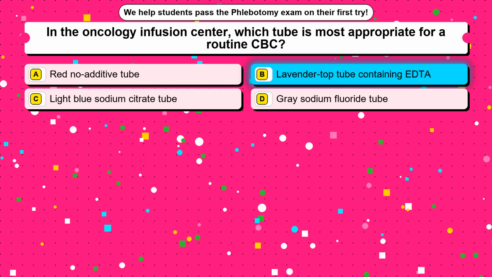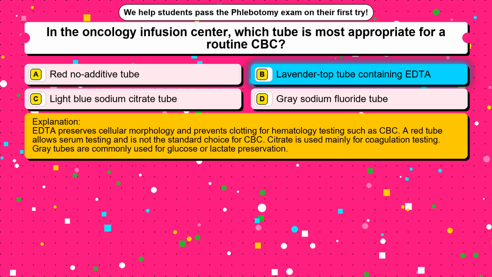The correct answer is option B, lavender top tube containing EDTA. EDTA preserves cellular morphology and prevents clotting for hematology testing such as CBC. A red tube allows serum testing and is not the standard choice for CBC. Citrate is used mainly for coagulation testing. Gray tubes are commonly used for glucose or lactate preservation.